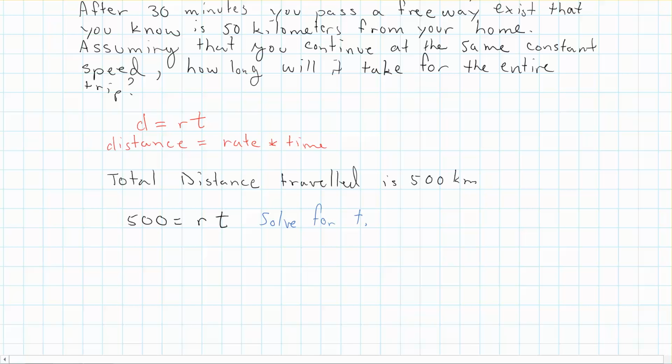But the problem we have right now is that we still have another unknown variable. We don't know the rate, so we don't know r. So we can't solve for t.